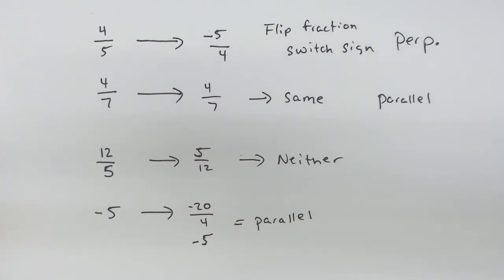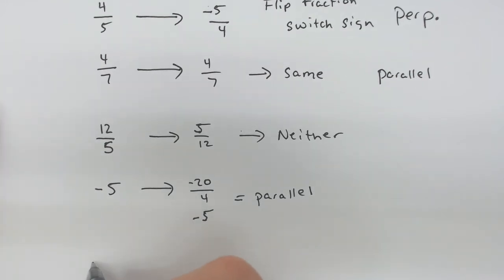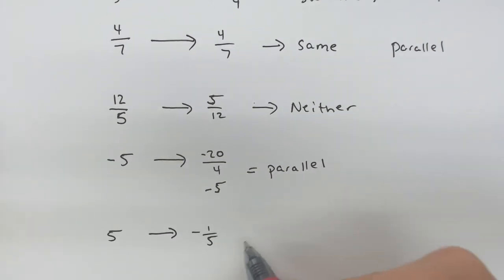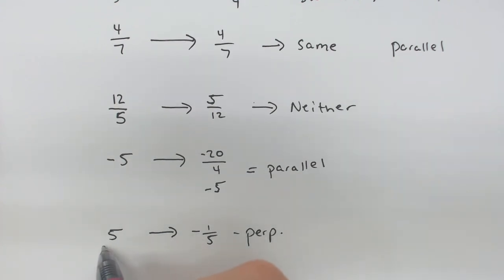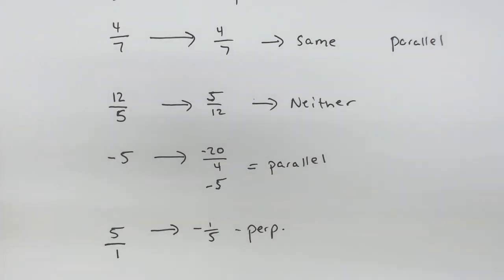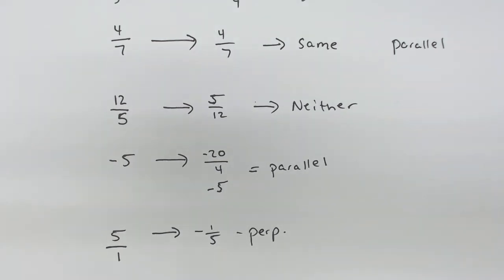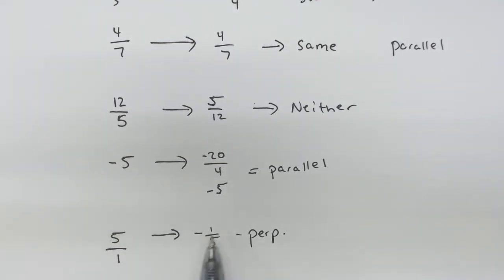And the same thing can be said for perpendicular. Let's say you have 5 and the other slope was negative 1/5. Well, this is still considered perpendicular, because this 5 is always technically over 1. And if we flip that, we end up with 1 over 5, and the negative would be in front.